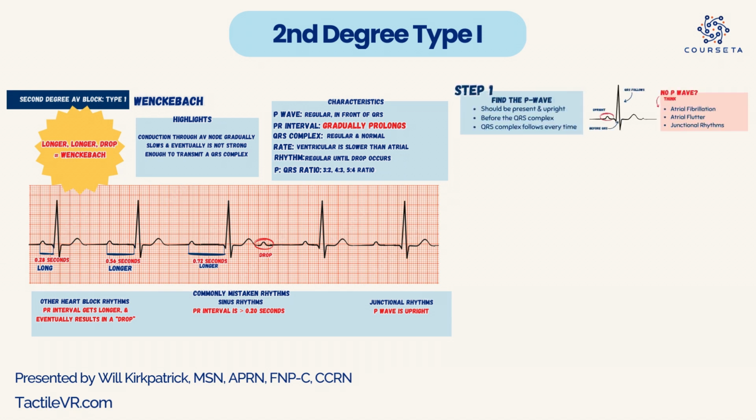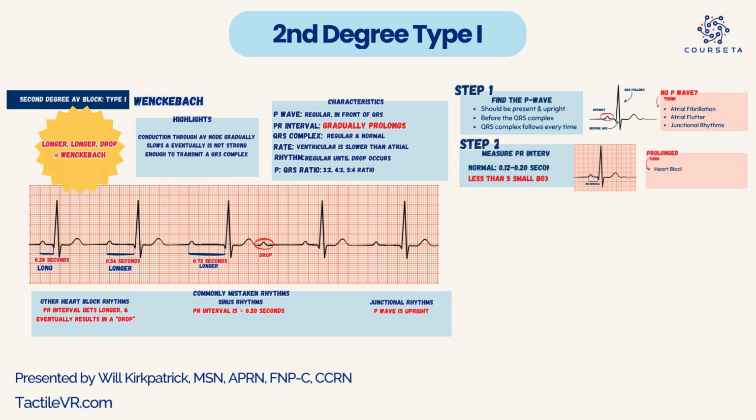All right, so if you go through this EKG step by step: step number 1, you look at the P wave. It checks out because it's upright, it's not inverted or anything, and it's before every QRS complex. And then you have step number 2, which is how you determine every heart block. We have the PR interval. As we just mentioned, second degree type 1 is characterized by a longer PR interval that prolongs over time and eventually causes a complete block.